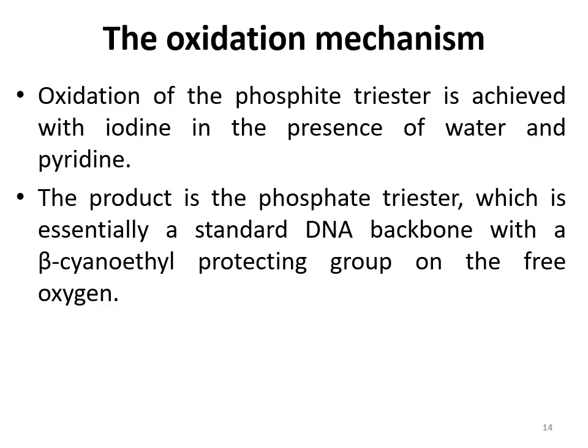Oxidation of phosphite triester is achieved with iodine in the presence of water and pyridine. The product is the phosphate triester, which is essentially a standard DNA backbone with the beta cyanoethyl protecting group on the free oxygen.